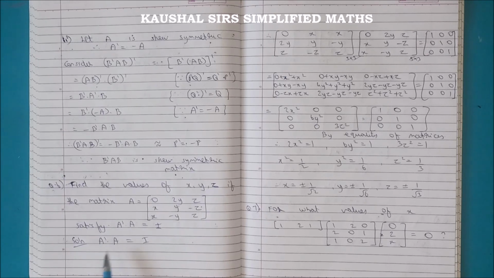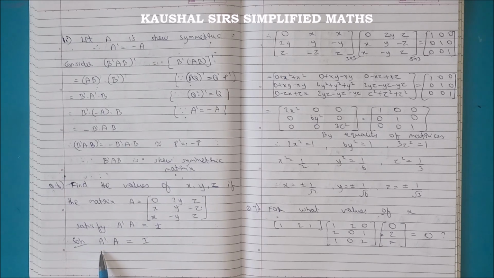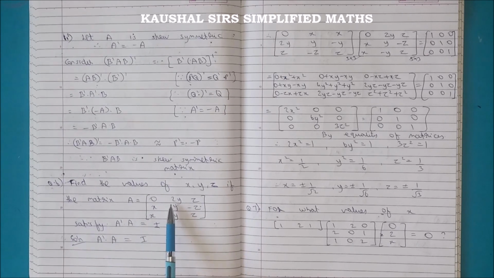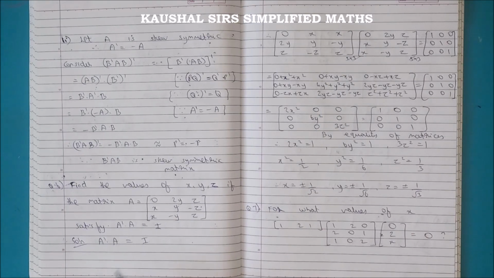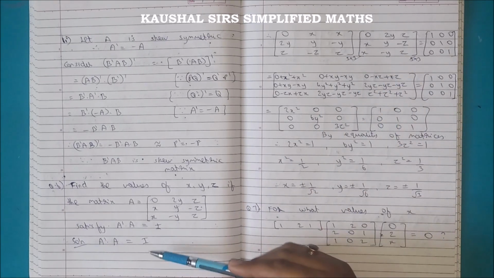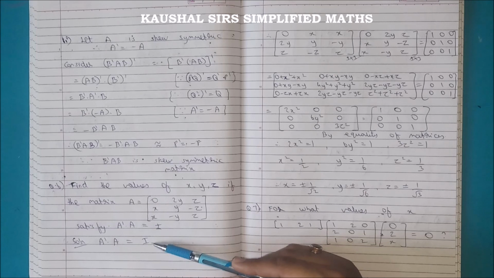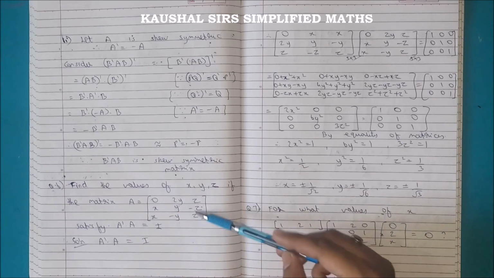So we start with the relation A dash into A is I. A dash means the transpose. So what will be its transpose, students? First row becomes the first column, second row becomes the second column, third row becomes the third column, into the matrix A as it is. And I means we are going to choose the identity matrix of the order 3 by 3, because the order of A is 3 by 3 here.